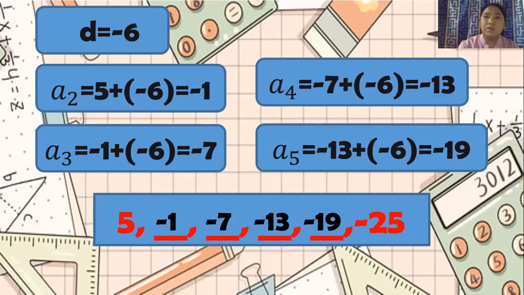So the four arithmetic means between 5 and negative 25 are negative 1, negative 7, negative 13, and negative 19. Okay, so that's all for the arithmetic means. The next lesson is arithmetic series.